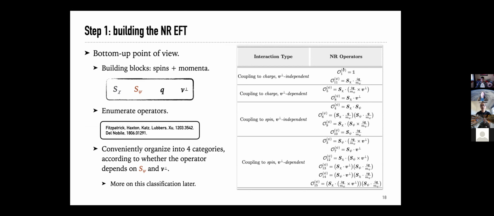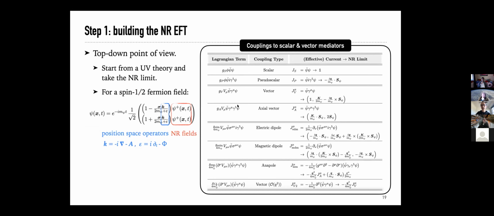For example, if we consider a class of models where there is a T-channel mediator exchange, if the mediator is a scalar, it can couple to the scalar current or a pseudo-scalar current. If the mediator is a vector, there is a vector current and axial vector current that it can couple to at the renormalizable level. But beyond that, we can also write down higher dimensional operators, including the electric dipole and magnetic dipole at dimension 5. And at dimension 6, there is an additional type of coupling called the anapole. In each case, we can derive the non-relativistic limit, and that's listed in the last column of this table.